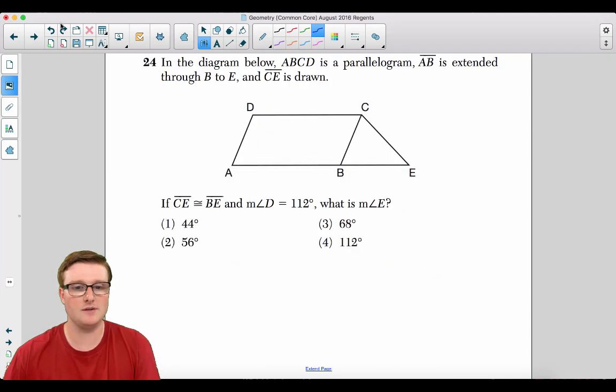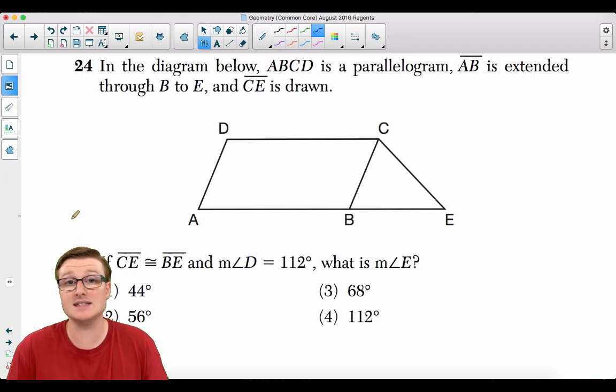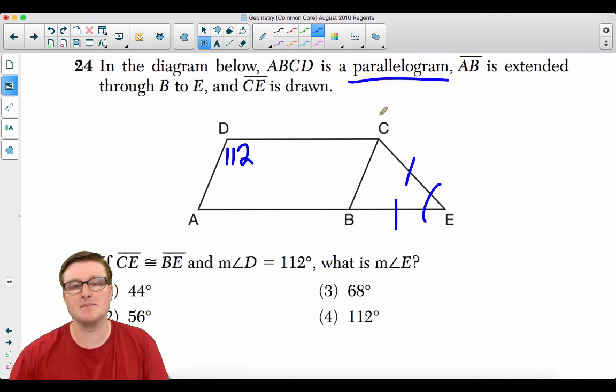All right, question number 24, the last question in this video. In the diagram below, ABCD is a parallelogram. AB is extended through B to E, and CE is drawn. If CE is congruent to BE, and the measure of angle D is 112, what is the measure of angle E? So you need to know that in a parallelogram, opposite angles are congruent. So if this angle over here is 112, then the opposite angle has to be 112 as well.